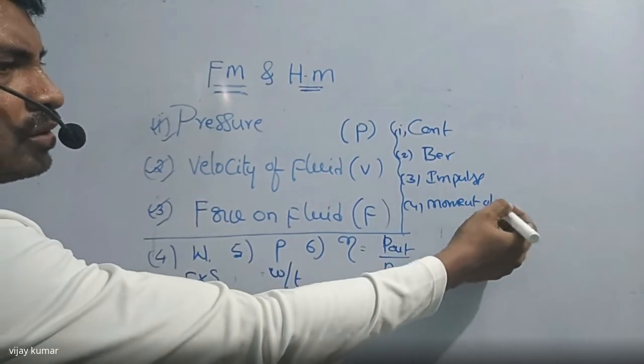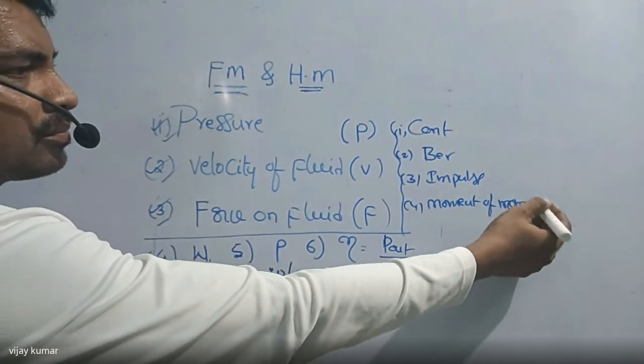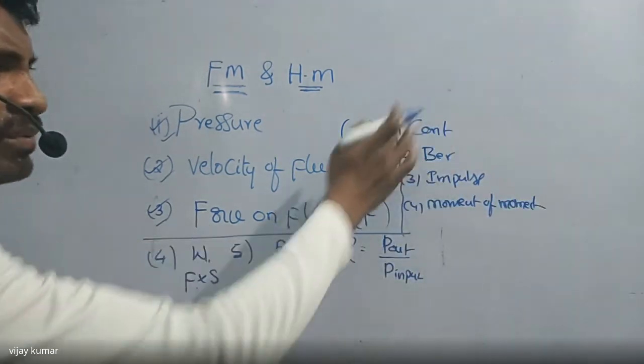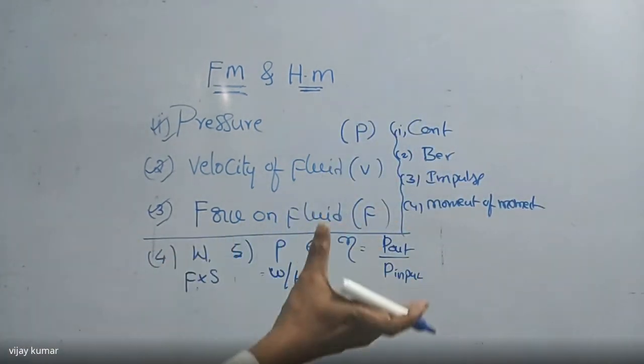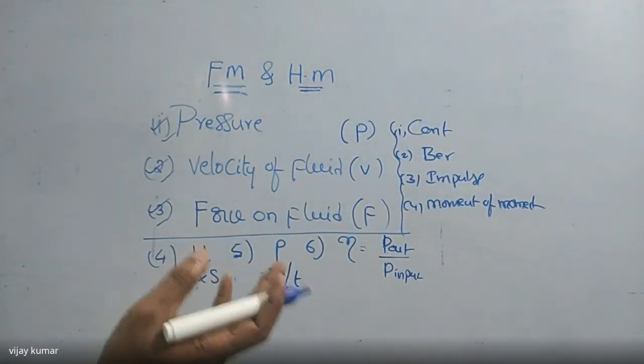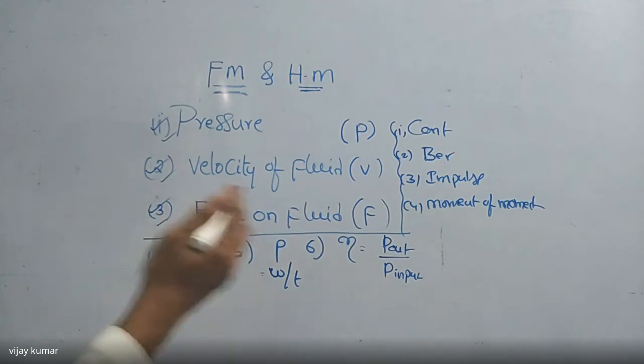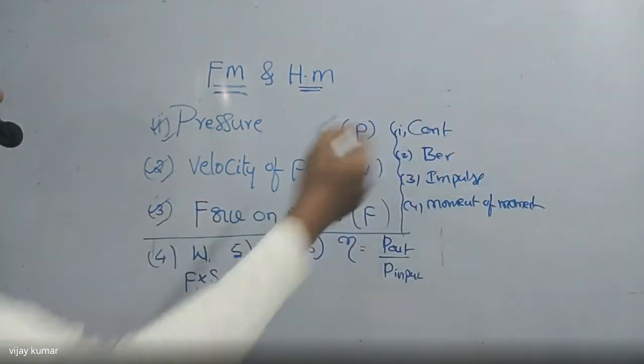Moment of momentum equation. So these are the different types of equations we can use in our fluid mechanics, but I'm going to apply these equations on different types of devices. What are the devices we are using here? Turbines, pumps, nozzles. So this type of devices we are using in our fluid mechanics. I'm going to apply these equations on those devices.